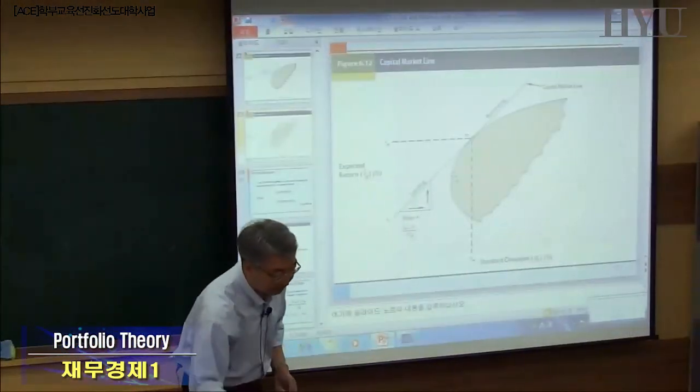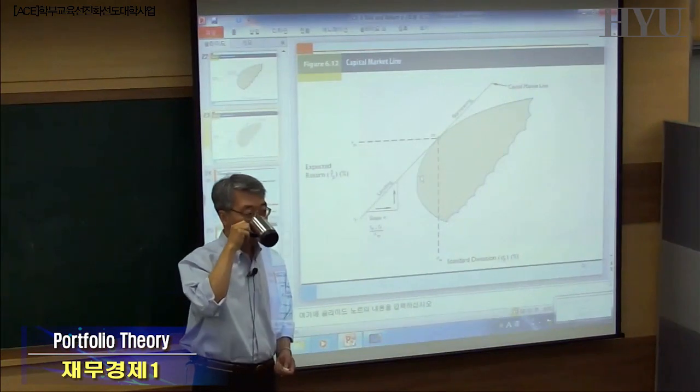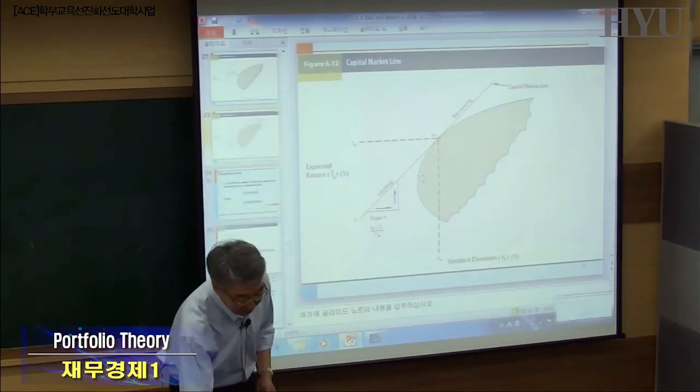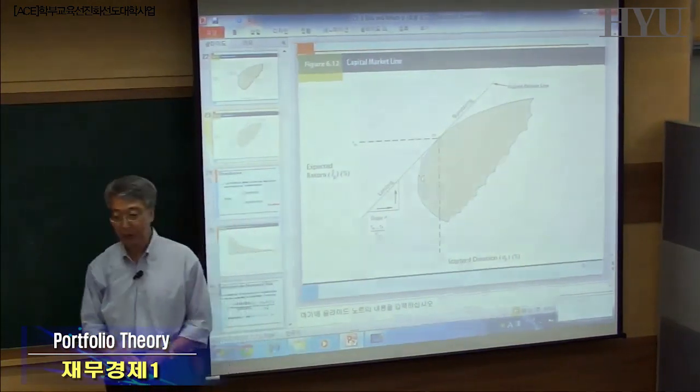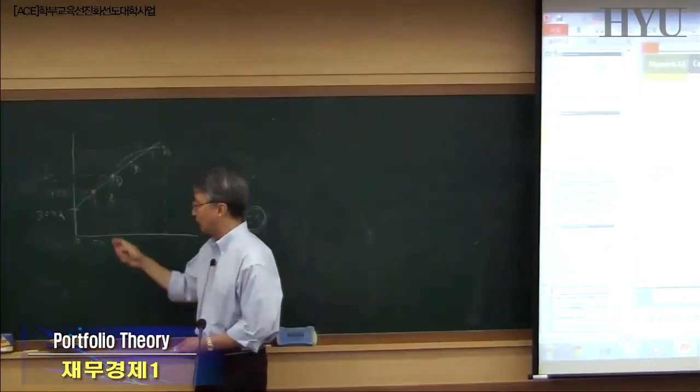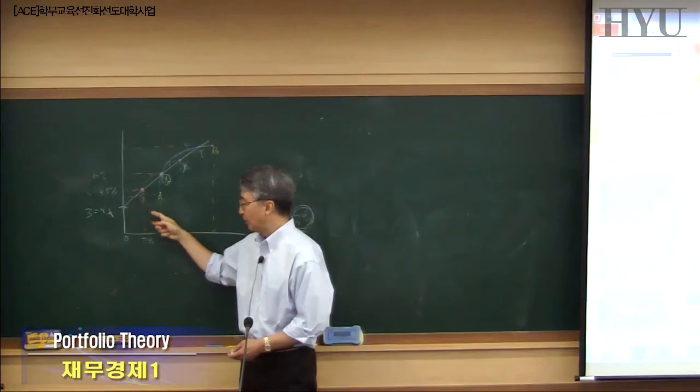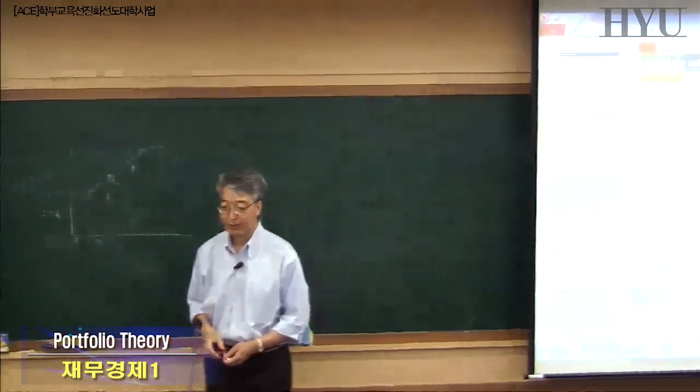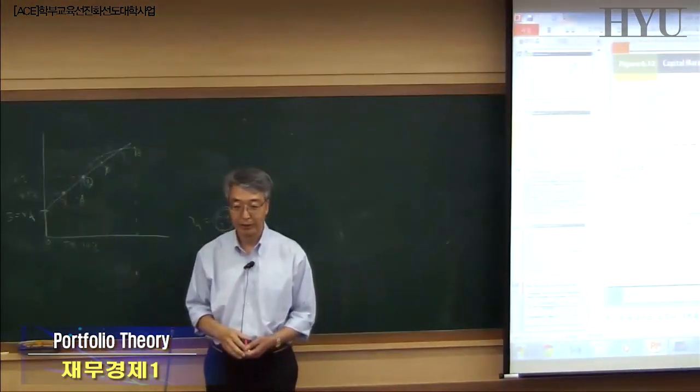Any idea? If that really suits your purpose and your taste, right? I really like 4.5% return and about 5% risk. Is it possible to do that? How?